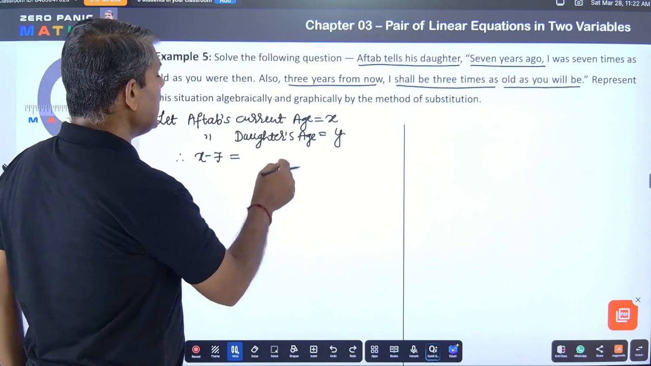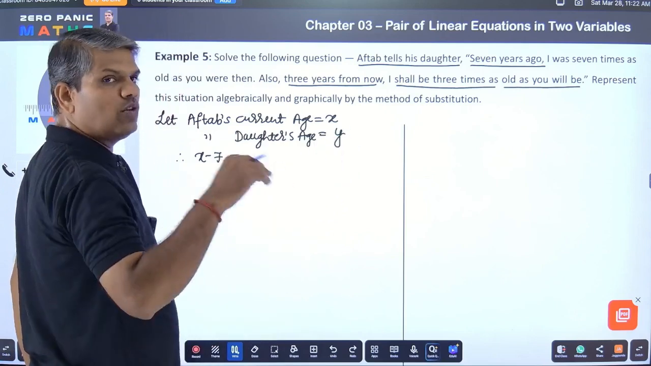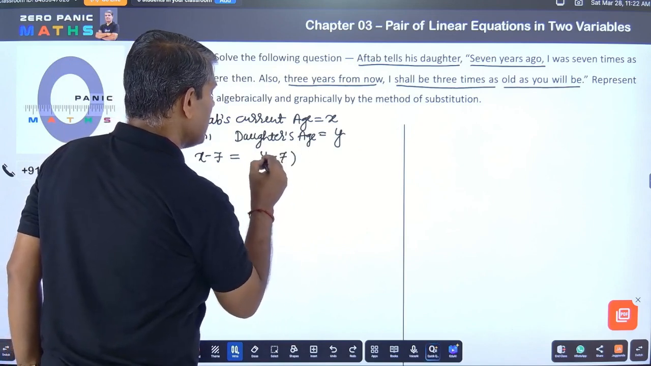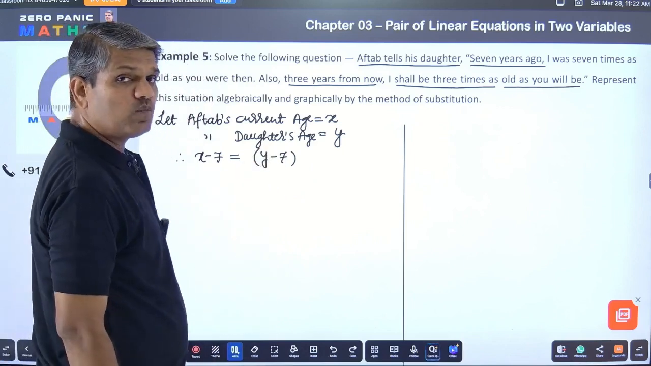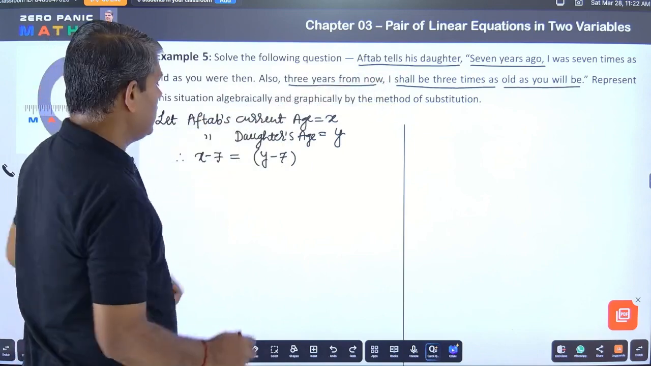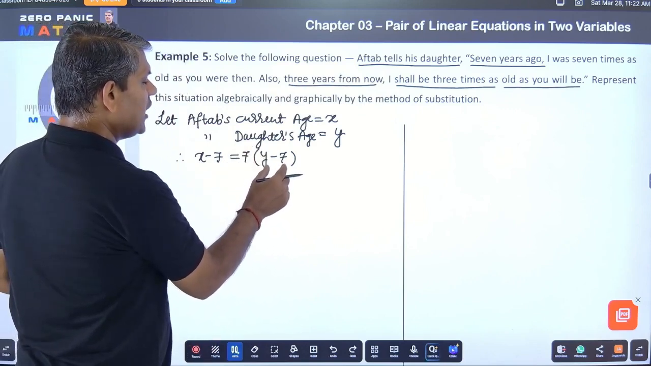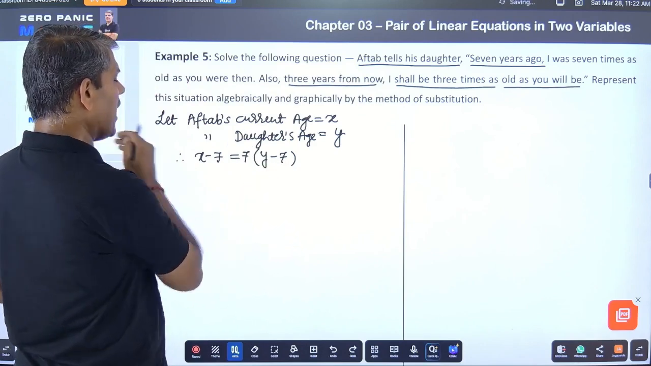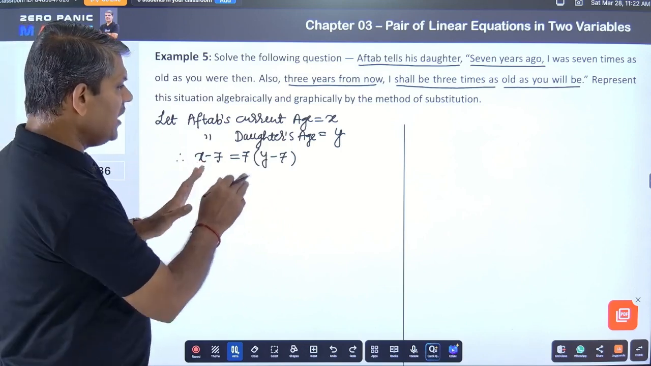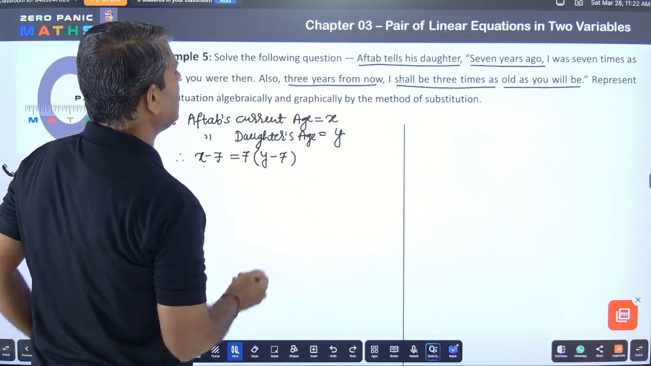Okay, so what will be Aftab's daughter's age 7 years back? If currently she is y years, then y minus 7 only. Okay, so let me write that as y minus 7. But that y minus 7 was 7 times the age of Aftab. So this is my first equation. 7 times as old as his daughter 7 years back will be the age of Aftab 7 years back. Correct? Similarly, we can write this also. Let us first resolve this and then we can write that equation also.